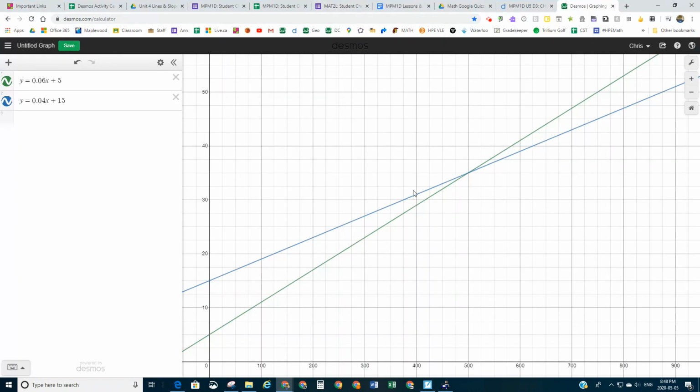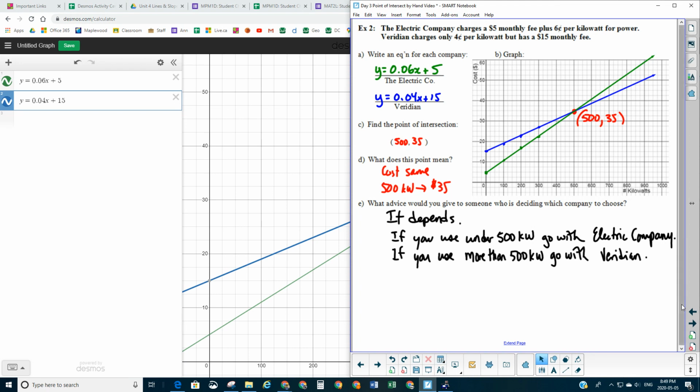So let's just go to this big screen so you can see it. So now I have full confidence about the accuracy of my graph. And I can just click on the button right here to see where it is, and it tells me it's 535. So for 500 kilowatts, they both charge $35. So using Desmos is going to be a really valuable tool. We can even use it for the other one.